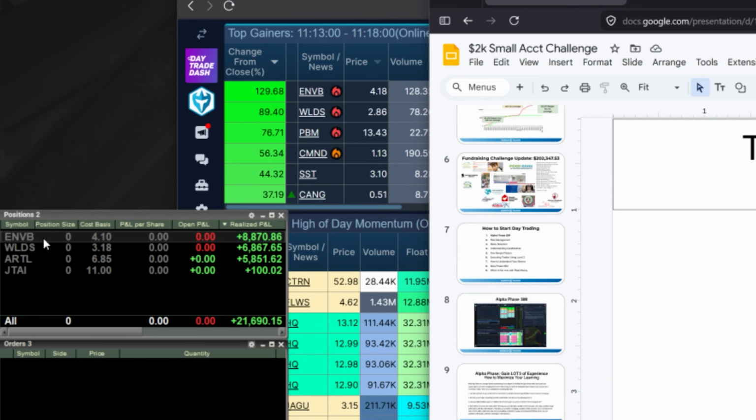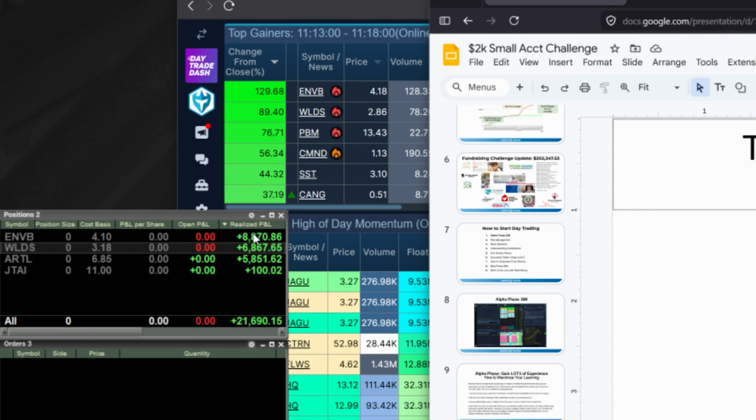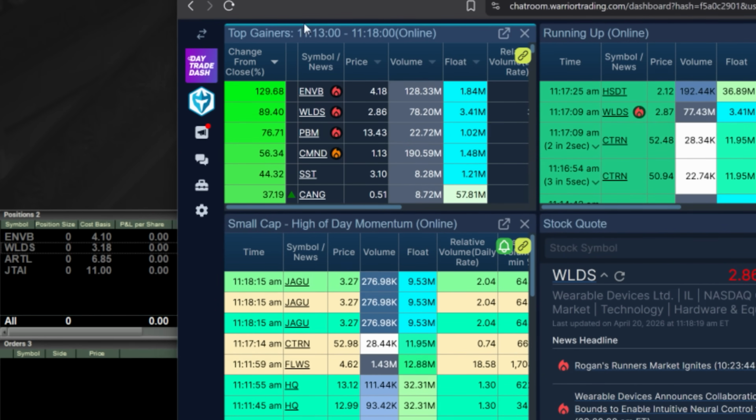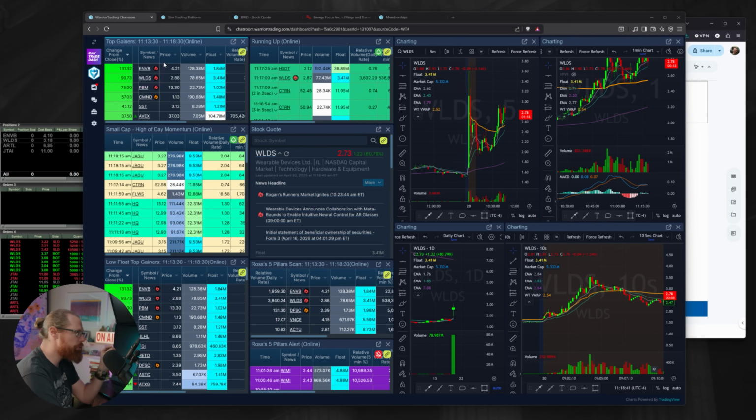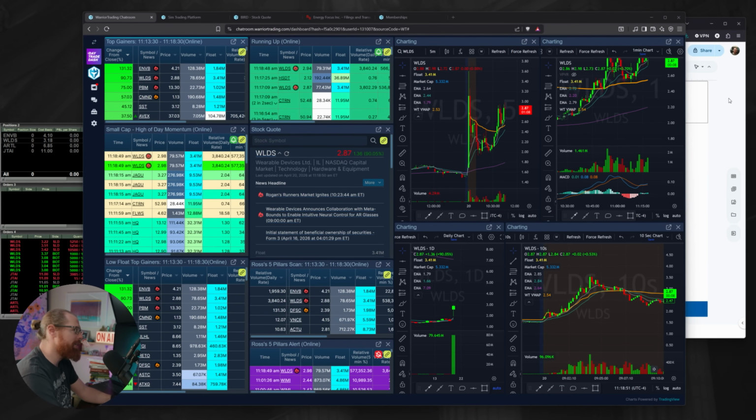today ENVB, WLDS, those are two stocks that I made the most on today. And look at this. These two stocks right here are the top gainers in the entire US equities market today. Combined, 200 million shares of volume, up 129%, up 90%. Both of them have breaking news. So these were the right stocks to trade. The most important thing is you're trading the right stock. Getting into the exact entry point and the exact exit point, we'll get there. But first things first, you want to make sure you're managing your risk by trading the right stocks.